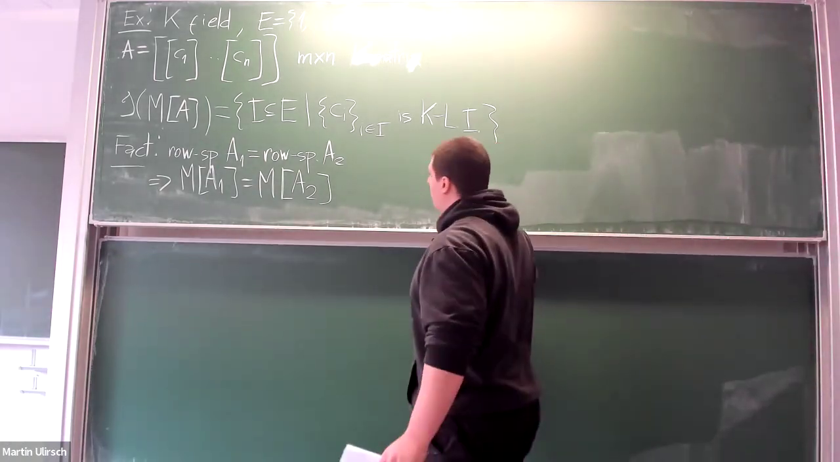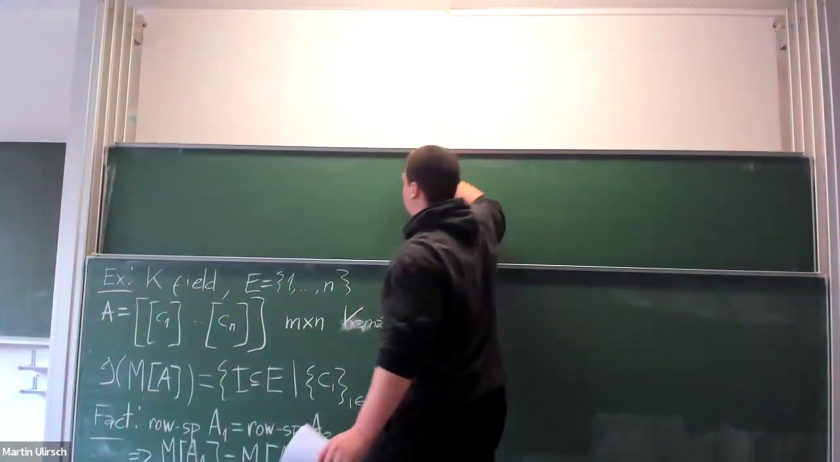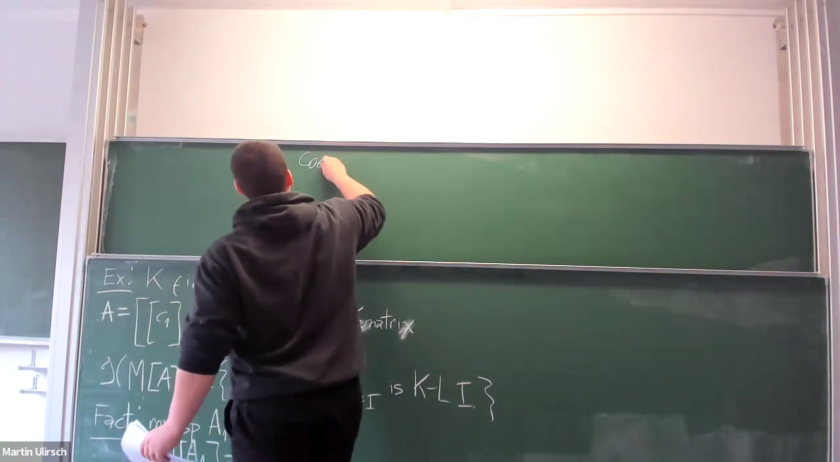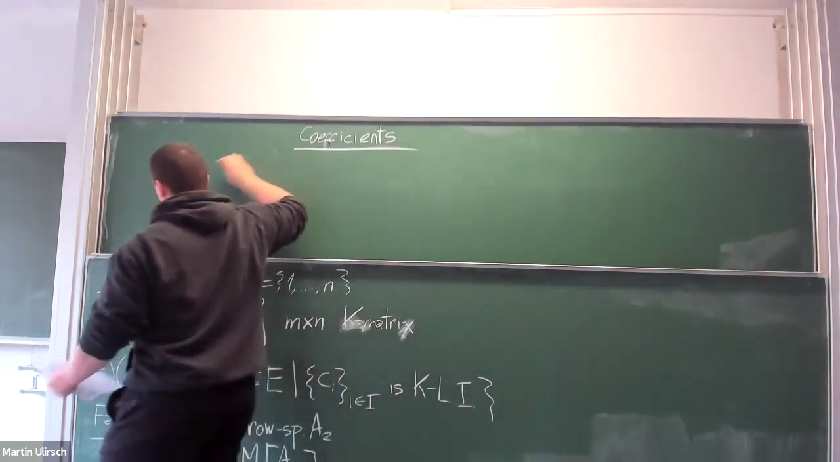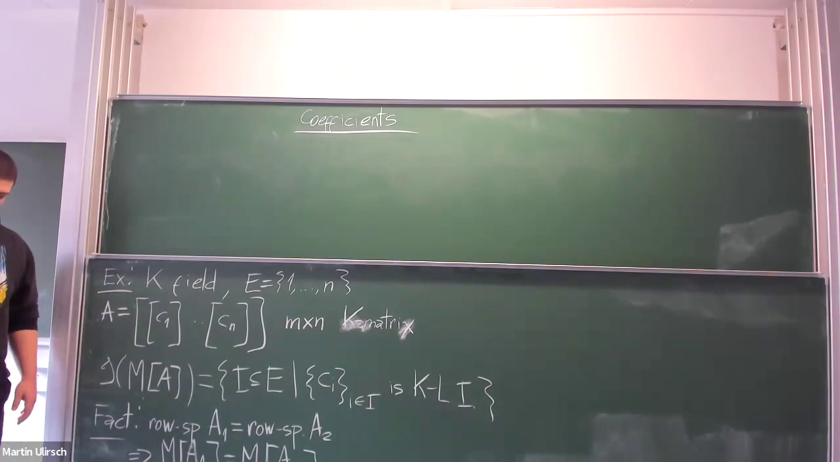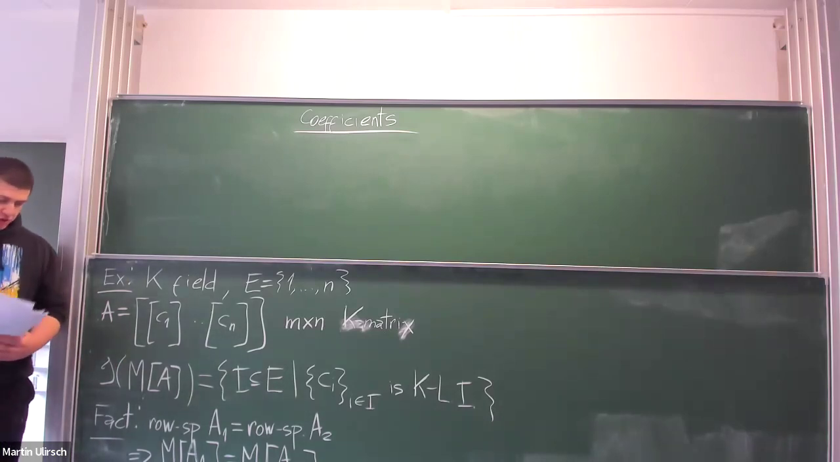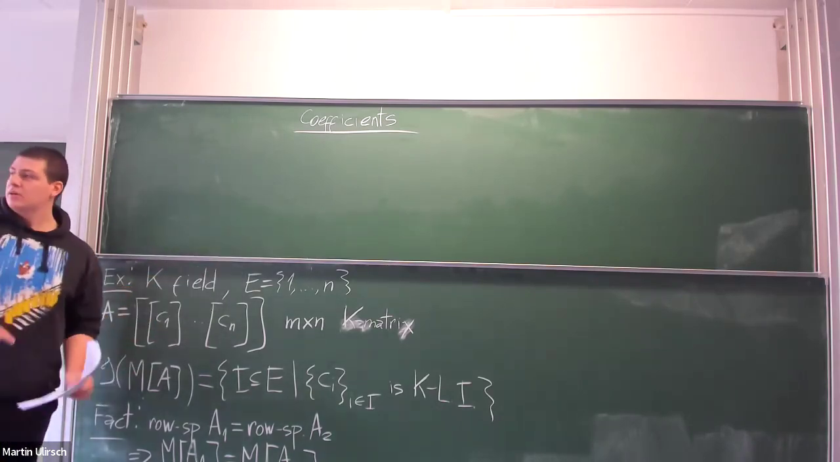Now I will move on to the coefficients. Here I have fields. I told you that over the tropical numbers we also have a nice concept of matroid, but I will present a kind of algebraic structure that generalizes basically any kind of algebraic coefficients for a matroid that we had before.